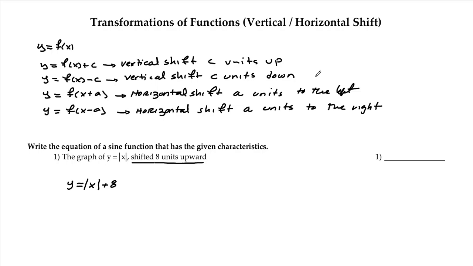Now, when you make a horizontal shift a units to the left, you substitute the x of your function by x plus a. When you make a horizontal shift of your function a units to the right, you replace the x of your function by x minus a. These are the vertical and horizontal shift. Next class, I will be explaining at least one more example about vertical and horizontal shift, and then we're going to see reflections, and we're going to see the stretch and compress.